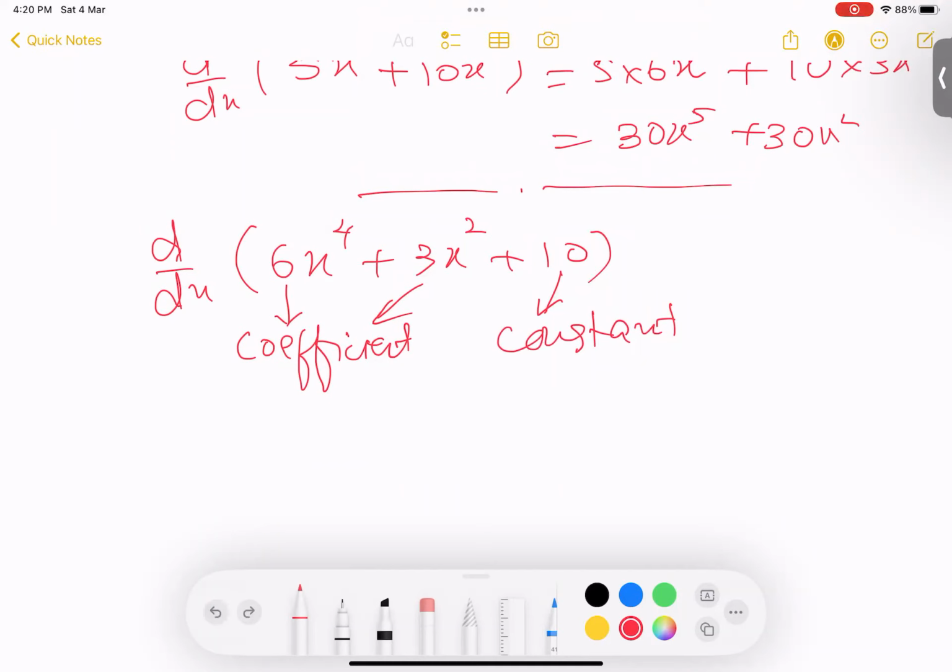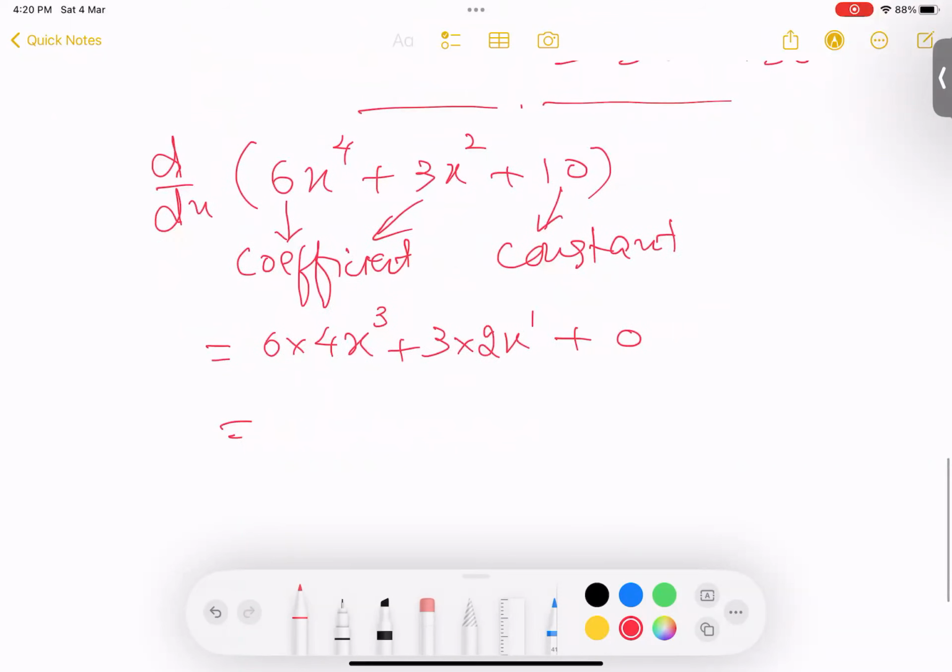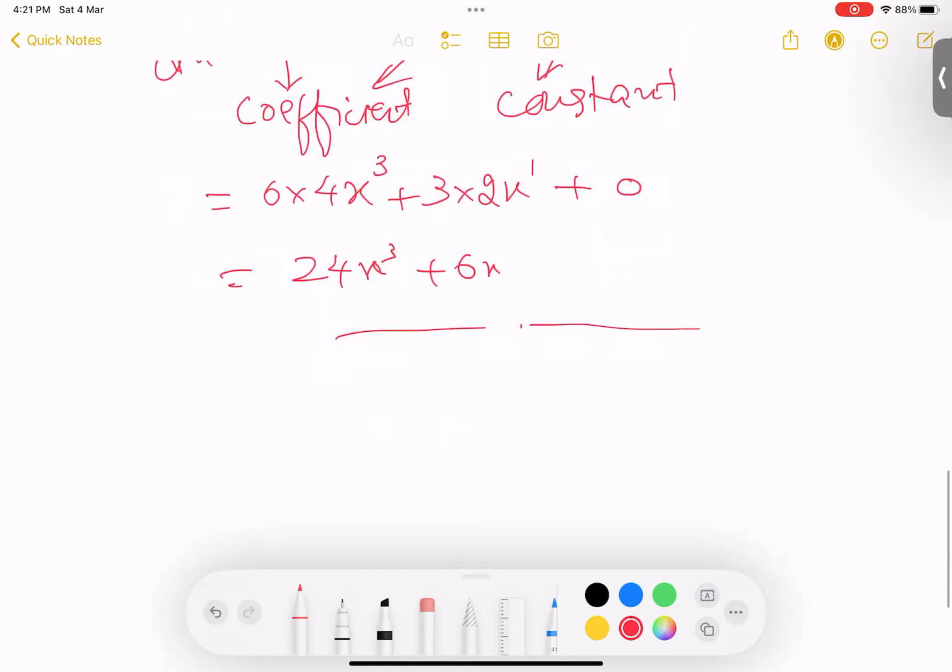So if I differentiate this whole expression, 4 will come down and 6 is already present, and the power becomes 1 less, so it will become 3. This 3 is present already, I copy, and the power 2 comes down, and the power becomes 1 less. And this 10 is a constant, it becomes 0. So I hope the point is very clear, and the final answer is 24x to power 3 and 6x. Alhamdulillah Rabbil Alameen. I hope you got some idea.